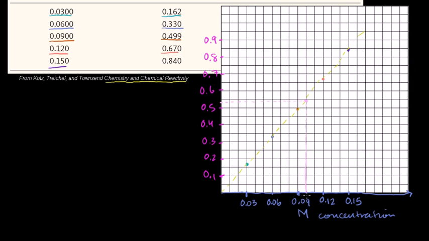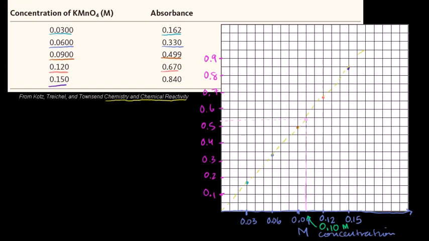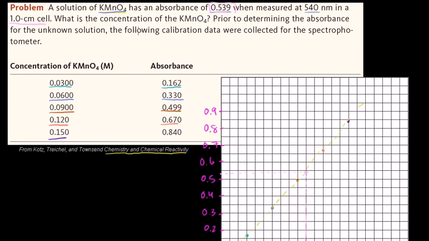And this over here looks like 0.10 molar. So this right here is 0, or at least just estimating it, looking at this, that looks like 0.10 molar, or 0.10 molarity for that solution. So that's the answer to our question, just eyeballing it off of this chart.